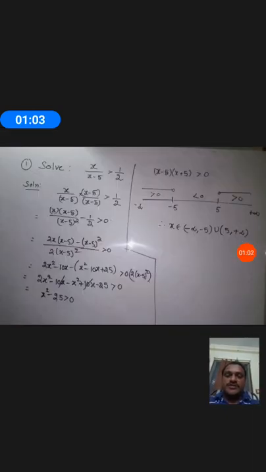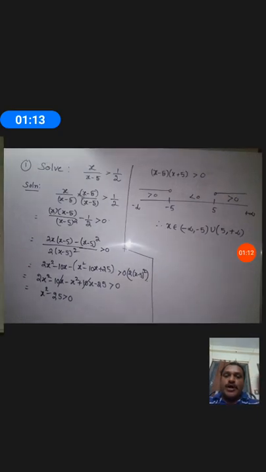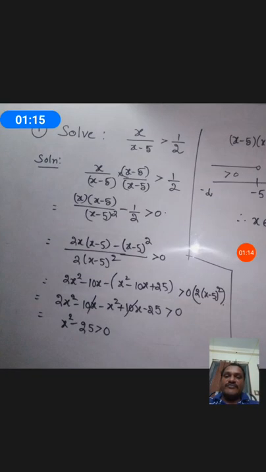Dear students, the first problem of today's class is: solve x by x minus 5 is greater than 1 by 2. How are we dealing with this problem? You multiply and divide the numerator and denominator by x minus 5, such that we have x minus 5 whole square in the denominator. We can easily transfer it to the other side.